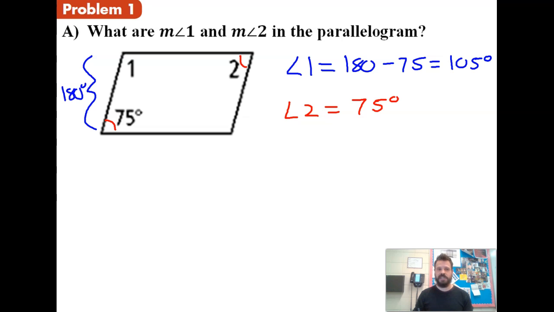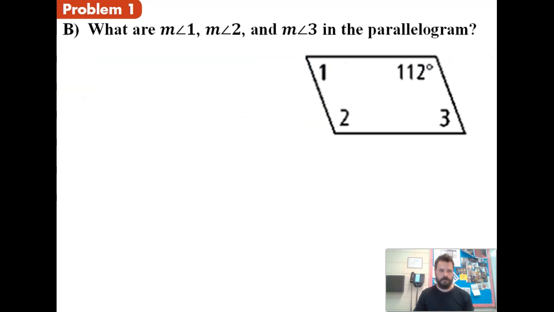Problem B is the same idea. Why don't you take a minute, pause the video, work through problem B, and then hit play to check your answer. All right, so in part B, we've got the same idea. This time we just want to figure out what angles 1, 2, and 3 are equal to.